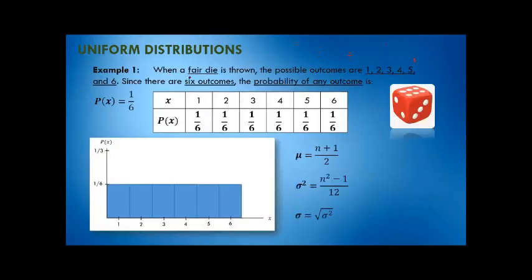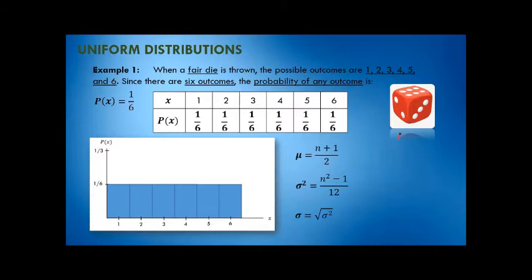Example number 1, when a fair die is thrown, the possible outcomes are 1, 2, 3, 4, 5, and 6. So katulad ng illustration na to, so we have a die, anim ang faces niyan. So sa bawat face, may isang value. So it comprises of 1, 2, 3, 4, 5, and 6 dots. Okay? Since there are 6 outcomes, the probability of any outcome is 1 over n.